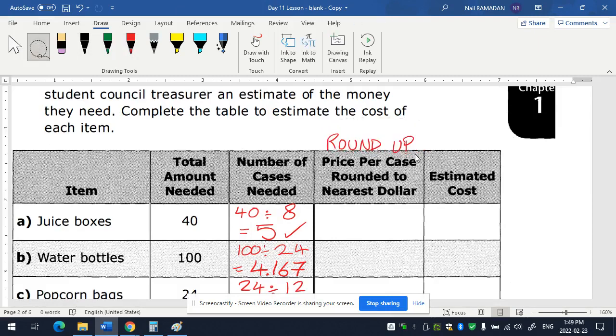Okay, so what was the rounding up here? Let's actually write the old price and the new price. So what was the price for the juice boxes? Come on, from the first page. 239. Thank you. So 239 will become what? We're going to go with $3.